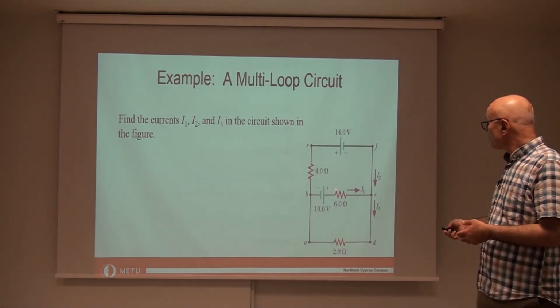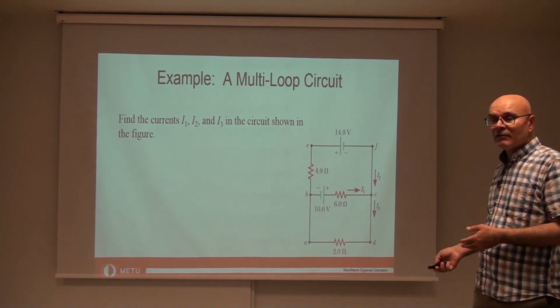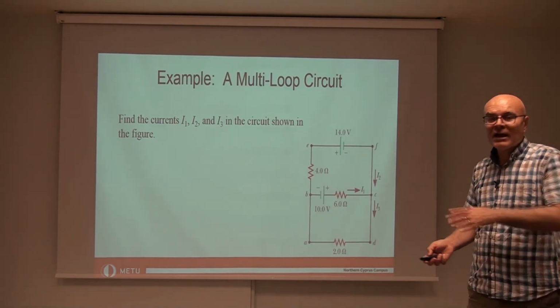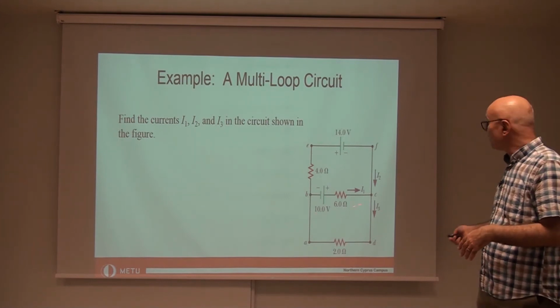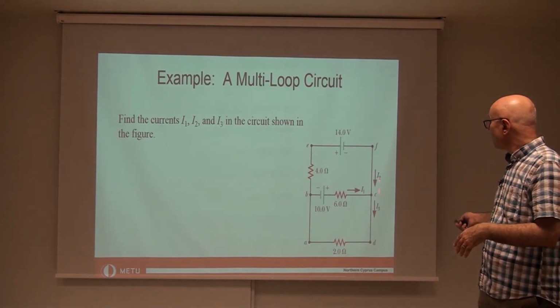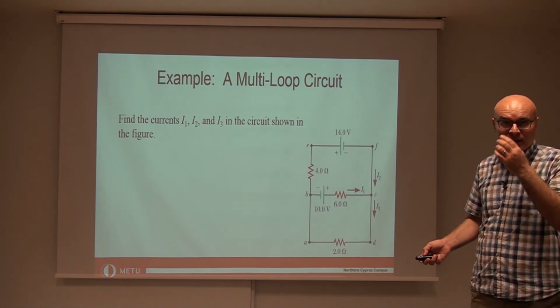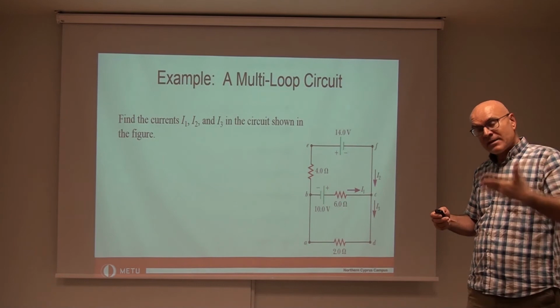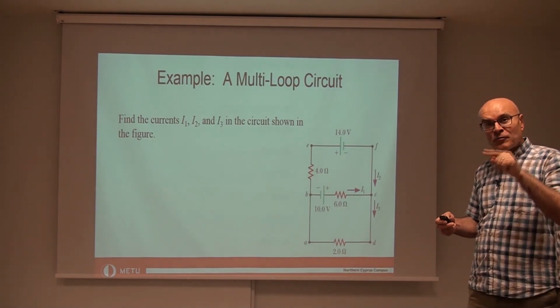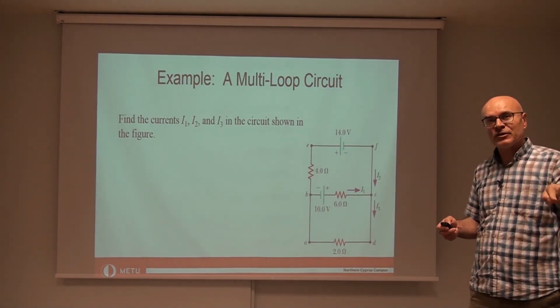Now, why did I assume I1 in, I2 in, and I3 out? Arbitrary. You could have done any combination. You could have assumed I1 coming out, I2 going in, and I3 coming in. You could have done that. Okay, it's just an arbitrary choice. At the end, the signs of the currents will tell you which current really flows in which direction.